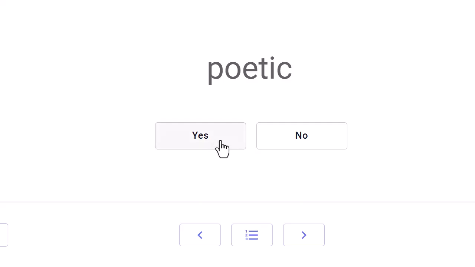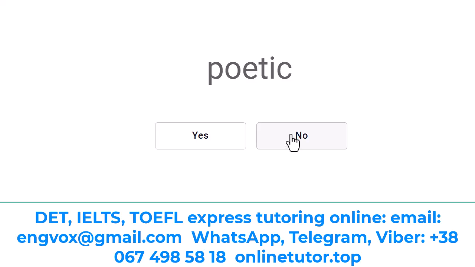If for some reason I think that this word, this letter combination does not exist, for instance it could be here not poetic but poeticop, something like that, I click no, and I must do it within 5 seconds for each word while it appears on the screen. If I don't do it within 5 seconds, it is counted as a mistake. So we should not sleep.